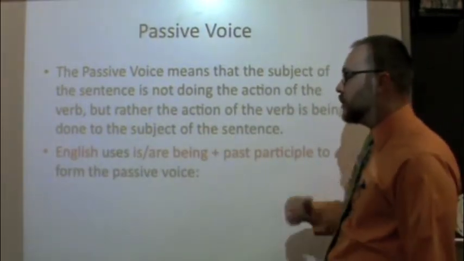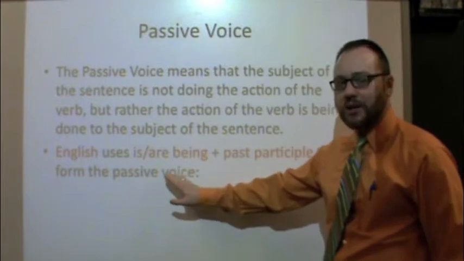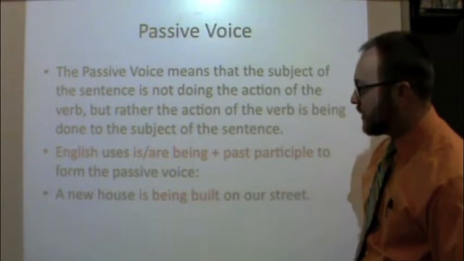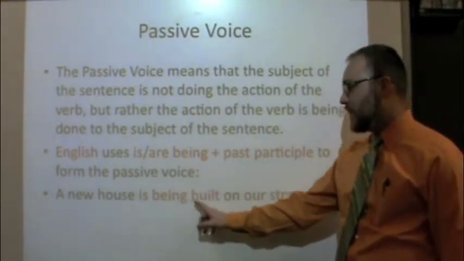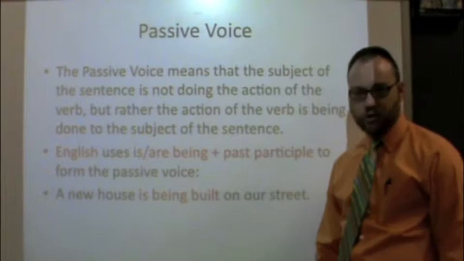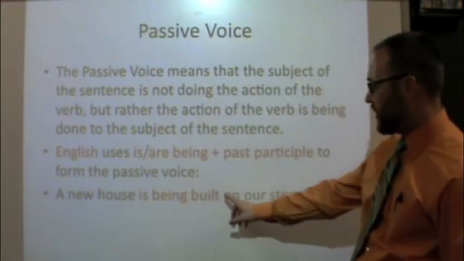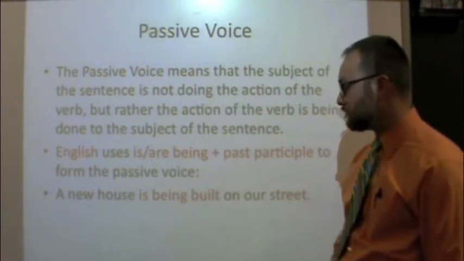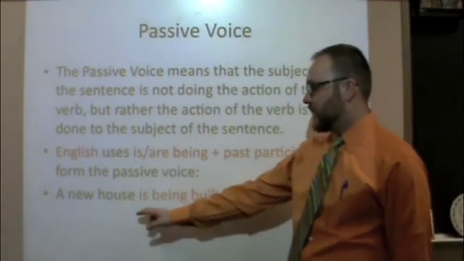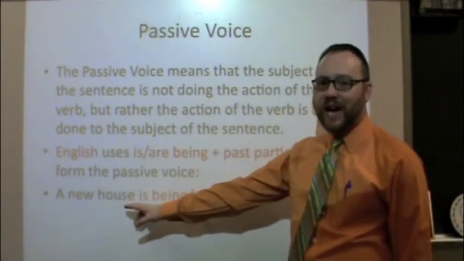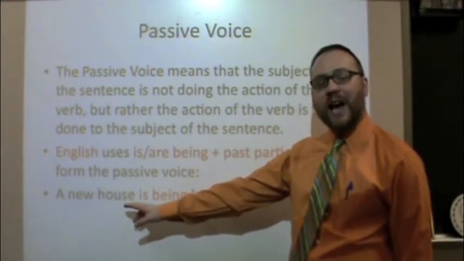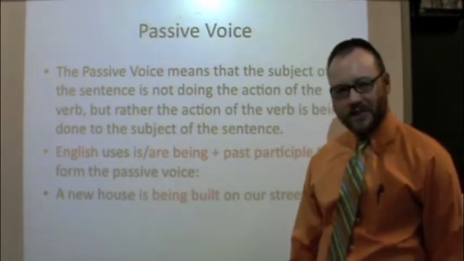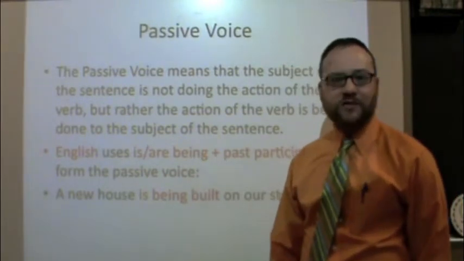In English, we use is or are being plus a past participle to form the passive voice. An example: a new house is being built on our street. Here we have our is or are, being, and the past participle, built. In this case, the new house isn't doing the action. It's the subject, but it isn't doing the action of the verb. It is receiving the action. It is what is being built. See how that works in English? Now in Dutch it works very similar.